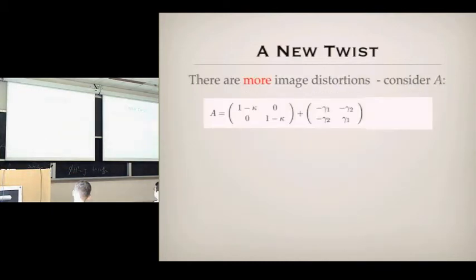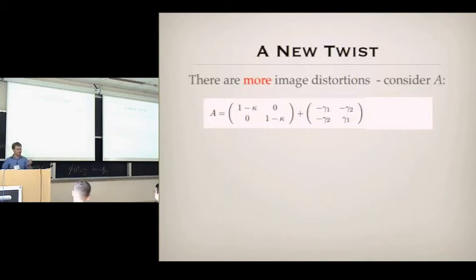So now on to something a bit more fun. There are more image distortions than we've talked about to third order. Have a look at A again, and you'll see that although there are 4 possible numbers in a 2x2 matrix, we've only got 3 numbers there: kappa, gamma 1 and gamma 2. There is another mode that can be achieved in A, and you know what it is. It's the rotation. You can get rotations, and indeed they're seen in B modes of our shear signals.